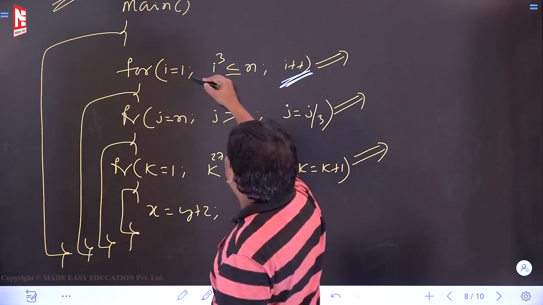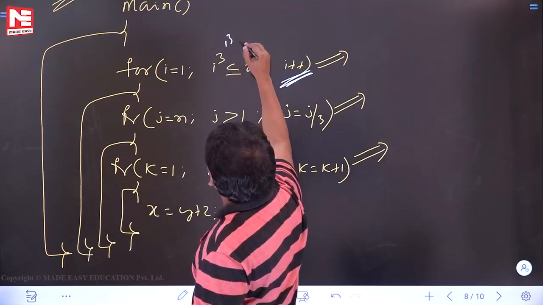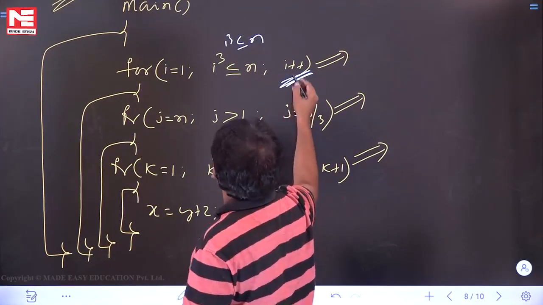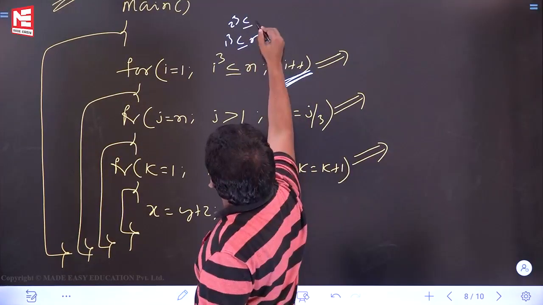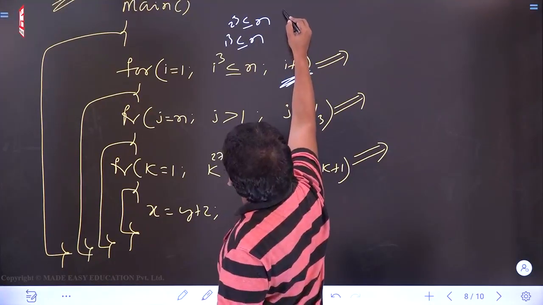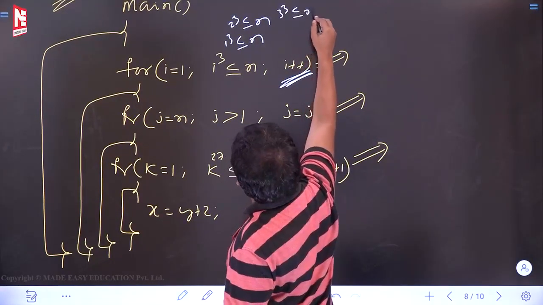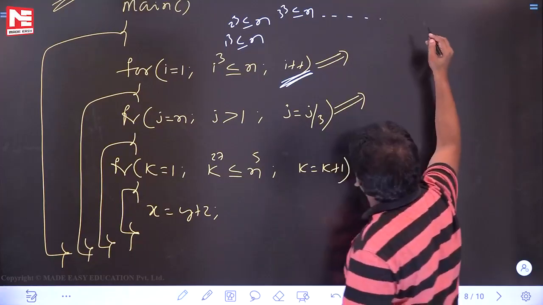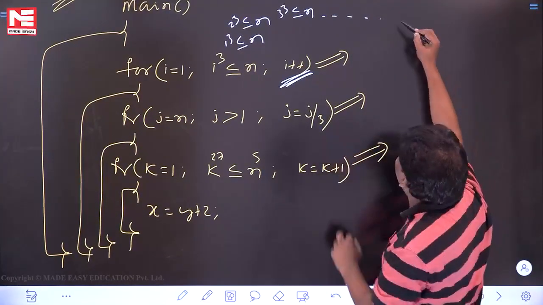For I value 1, how will he check? 1 cube is less than or equal to n or not. For I value 2, what will he check? 2 cube is less than or equal to n or not. For I value 3, 3 cube is less than or equal to n. He will continue like this. At what place will both be equal?